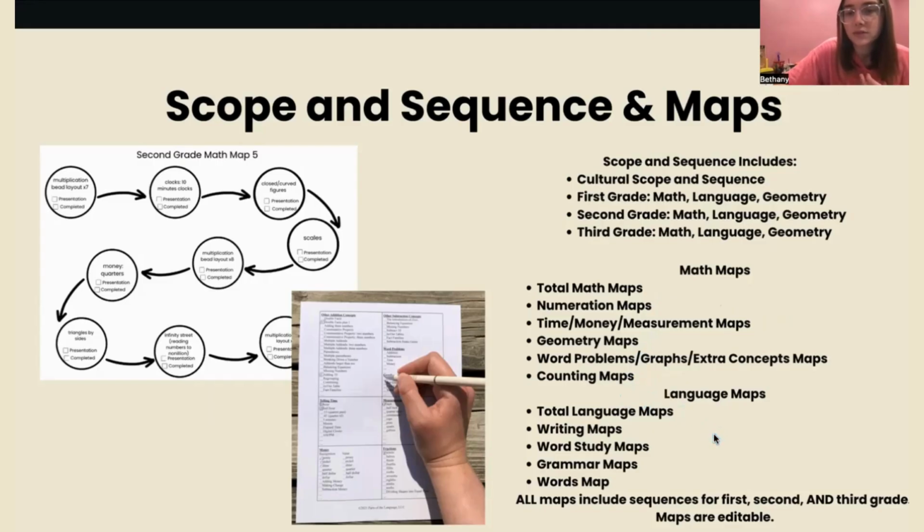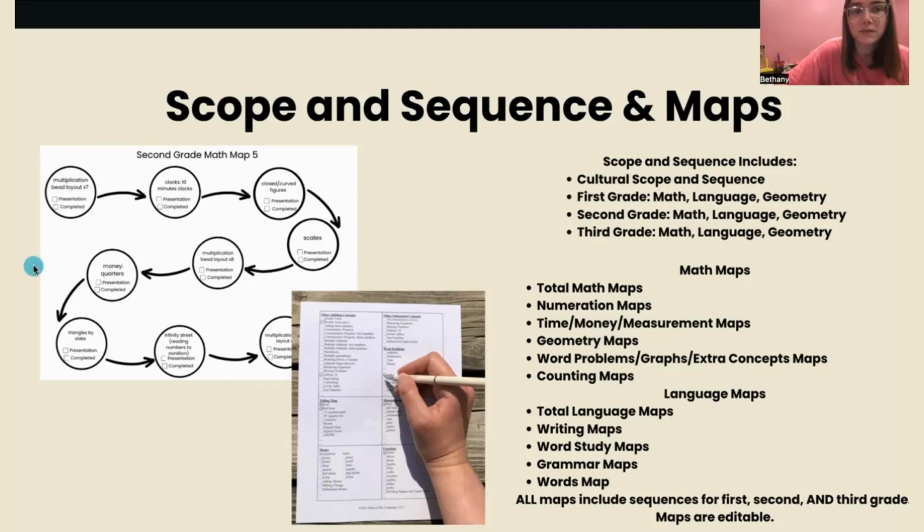And then the language maps, we have the total language maps, so writing maps, word study maps, grammar maps, so the grammar symbols, and then the words map. Again, the words map is like the counting map, it's learning all the blends, the short vowel words, and then the vowel blends. And then all maps include first, second, and third grade.